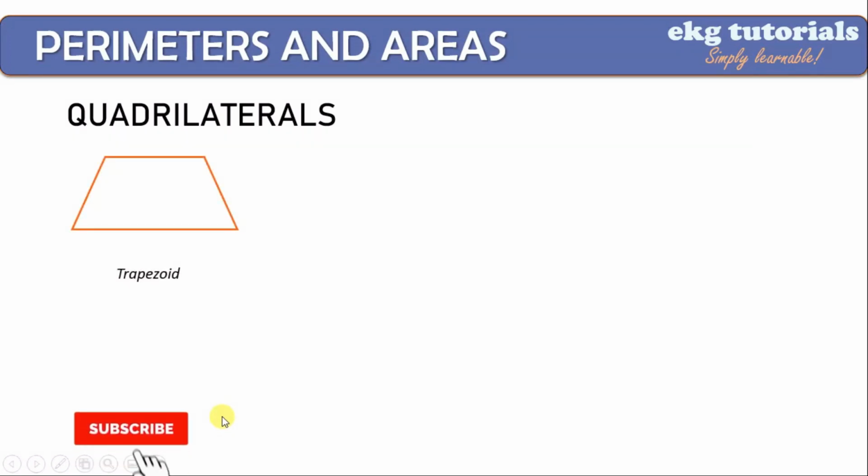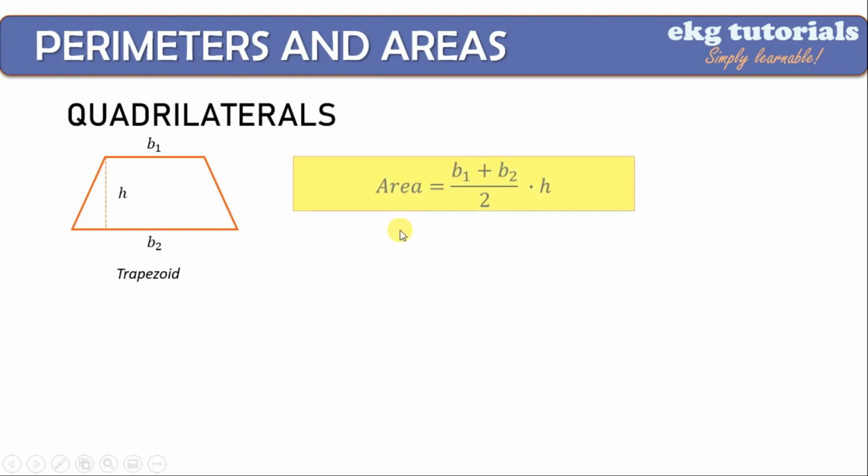Now, another quadrilateral na hindi base times height yung formula will be the trapezoid. Now, for a trapezoid, meron siyang dalawang bases. Okay? Base 1 and base 2. And this particular perpendicular height. Okay? So, to solve for the area of a trapezoid, yung kanyang formula naman is ganito. Base 1 plus base 2, yung sum, i-divide natin by 2, then saka natin i-multiply sa height.